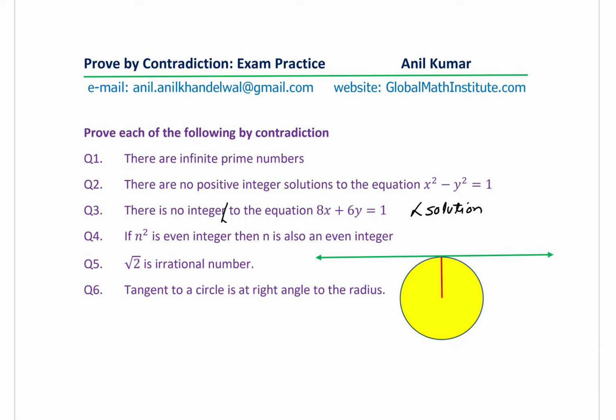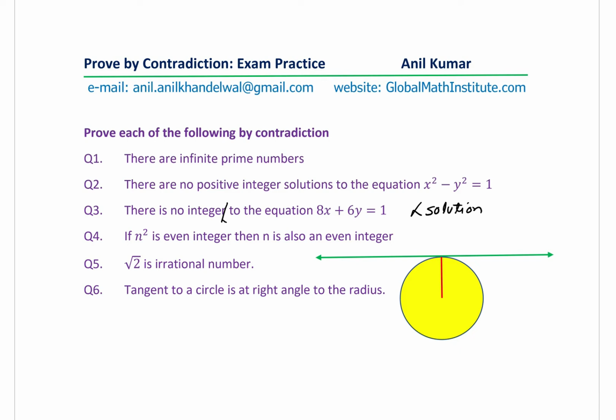So the question here is to prove each of the following by contradiction. Whenever we're trying to do it, you will always see that the statements are correct. Now, we have to prove that they are correct. So that is the whole idea, right? So let's look into these statements.